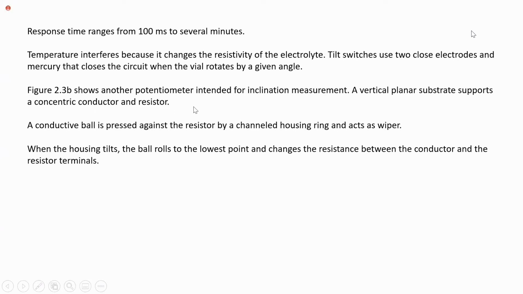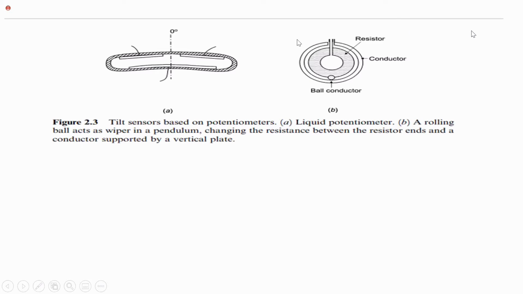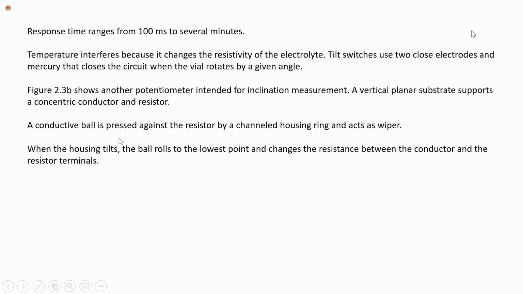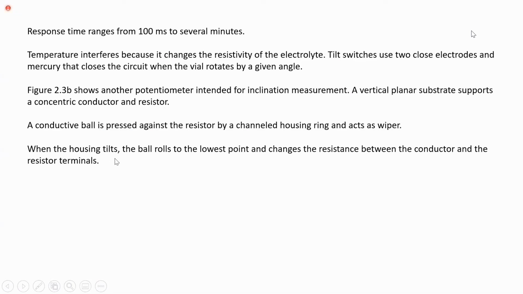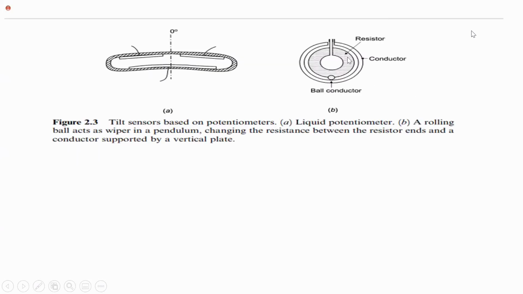Figure 2.3b shows another potentiometer intended for inclination measurement. A vertical planar substrate supports a concentric conductor and resistor. This one is a pendulum based potentiometer. A conductive ball is pressed against the resistor by a channeled housing ring and acts as a wiper. Here, this is our rotating ball. When the housing tilts, the ball rolls to the lowest point and changes the resistance between the conductor and the resistor terminals. Here we have the resistor and here we have the conductor.